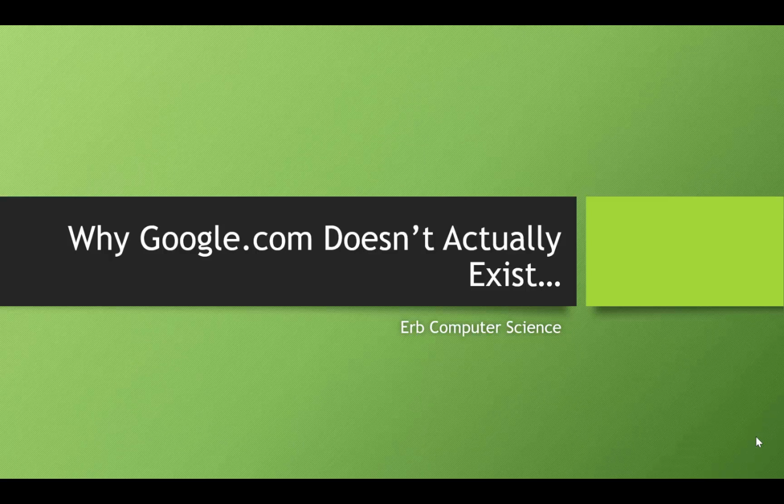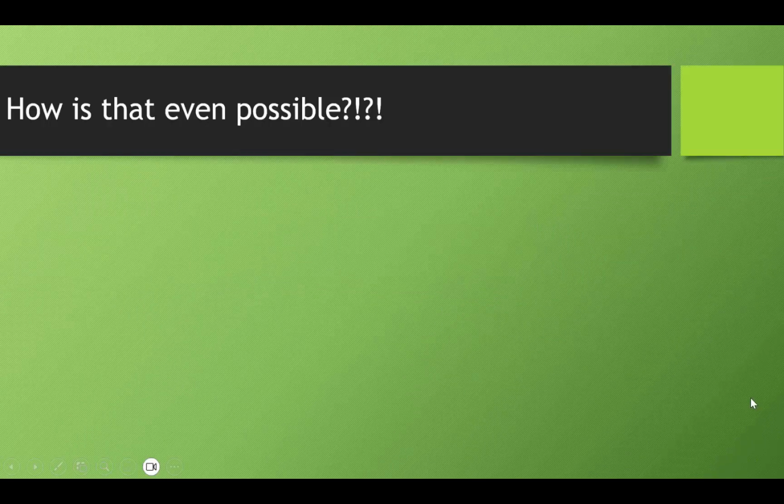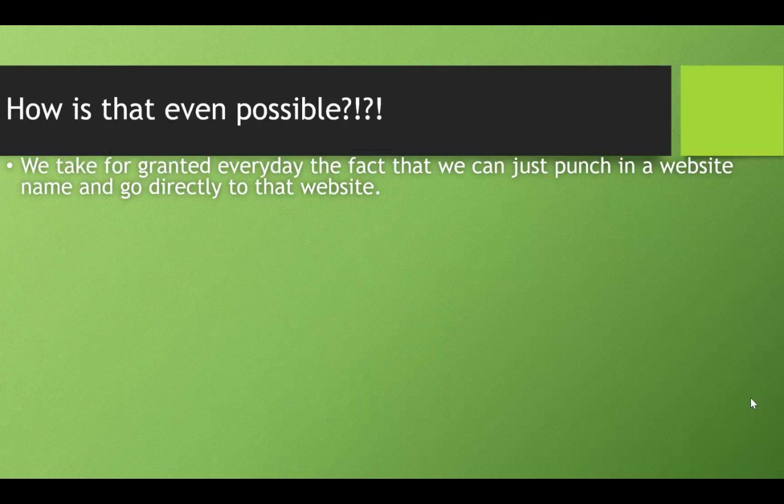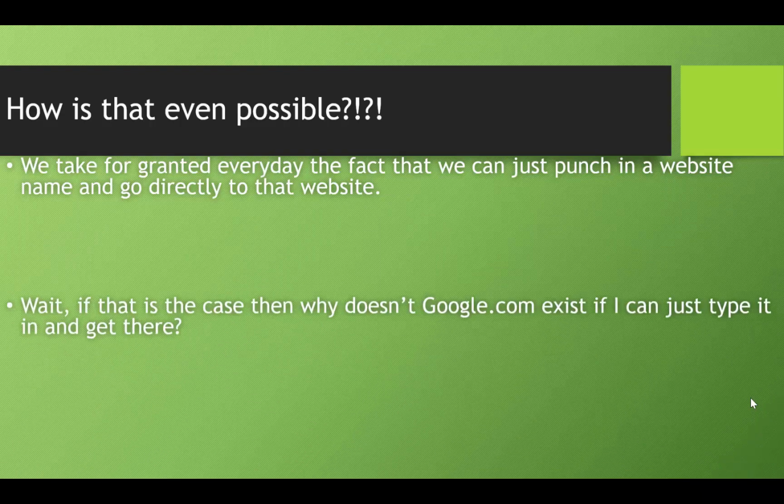In this video, we're going to take a look at why Google.com or any website, when you type it in by name, doesn't actually exist. So how's that even possible? Well, we take for granted every day the fact that we can just punch in a website name and go directly to that website. We usually do it without giving it a second thought.